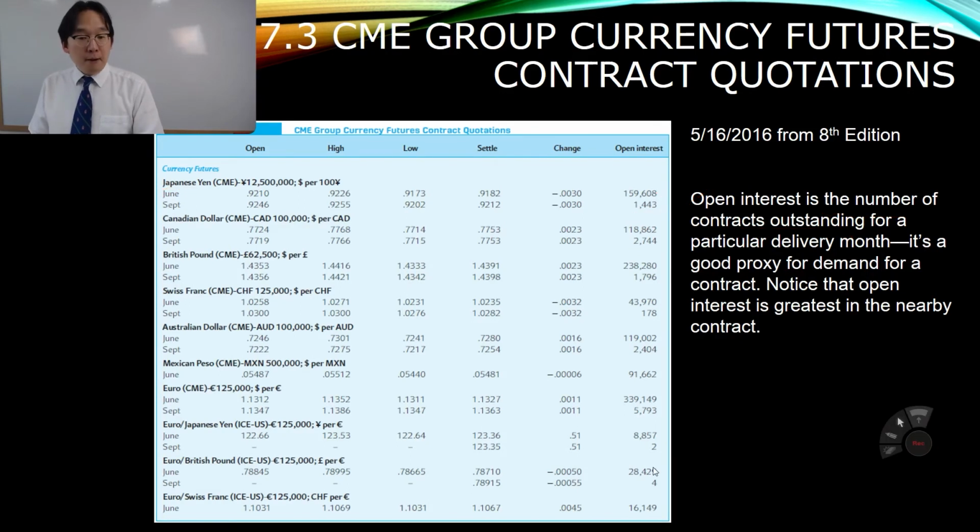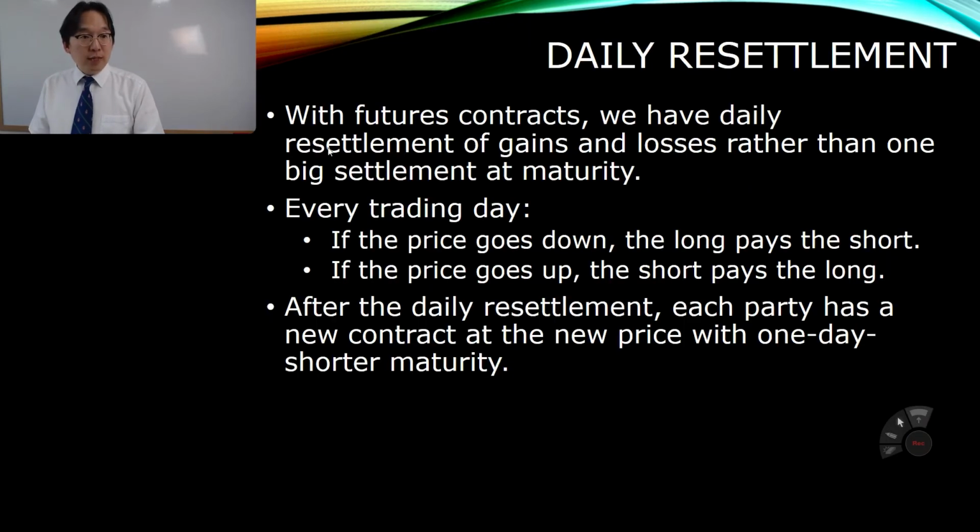Now, moving down, daily settlement, resettlement. Okay, with futures contracts, we have daily resettlement of gains and losses rather than one big settlement at maturity. Right? Forward contract, you have no legal enforcement like that. You make your forward contract with your friends, and then do you daily call up the guy and say, are you sure you will be able to finish this transaction 3 months from now or 3 years from now? Do you call up that guy every day simply because the price moved?